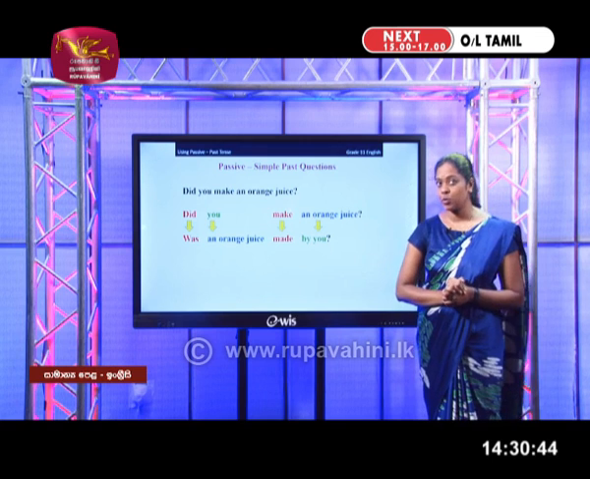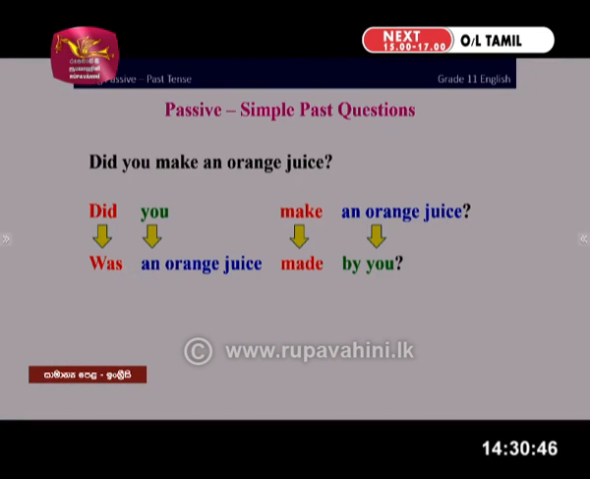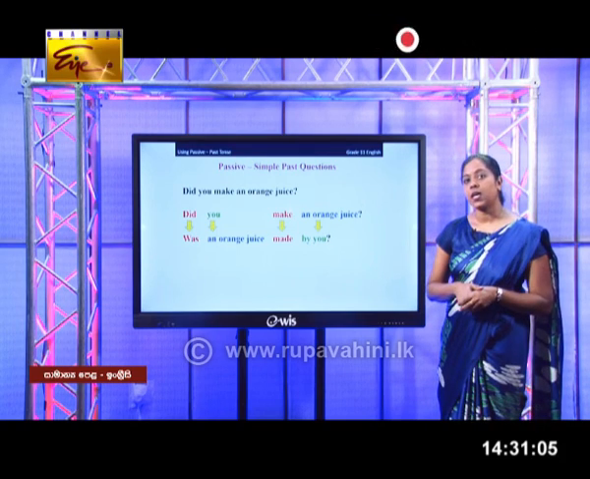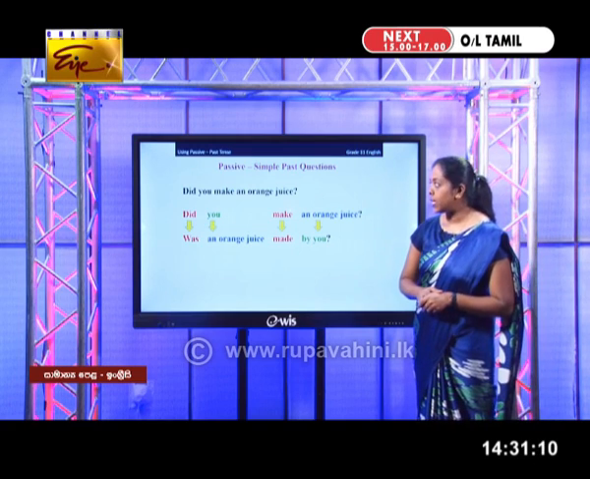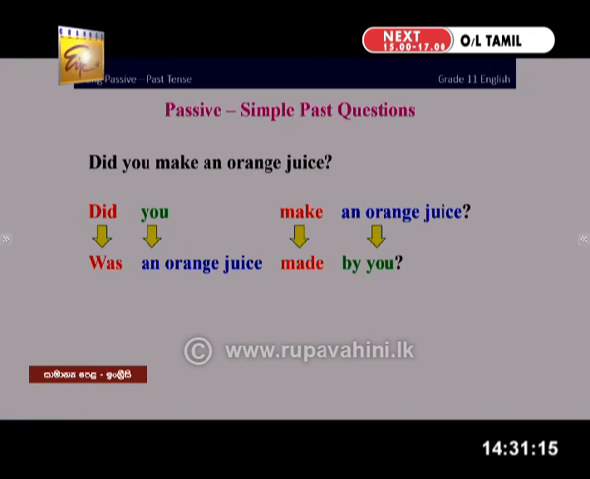Right. One more section to cover. How about questions? We discussed the method of changing positive statements, negative statements, and it is time now for us to discuss the method of changing questions into passive. I have taken one question. As we know, we are discussing the past statements. Therefore, I have taken a question in the past tense as well. It is a yes/no question, so it starts with did. Did you make an orange juice?